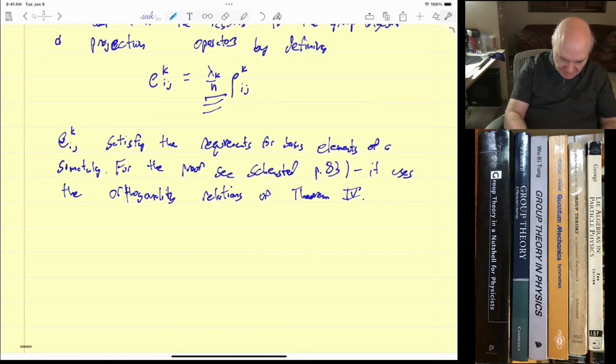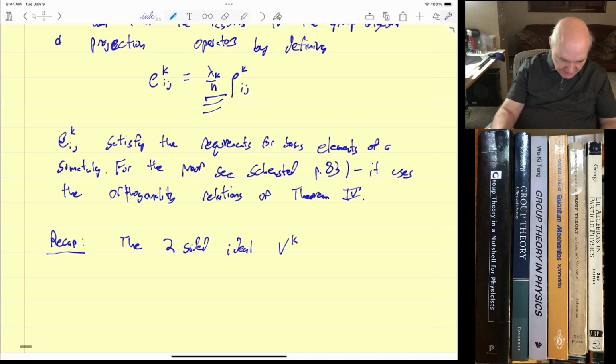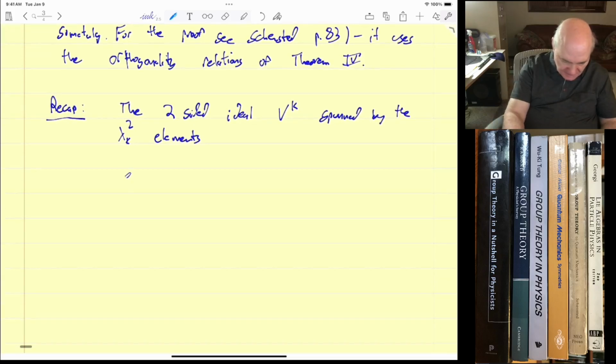So recapping this, the two-sided ideal V_k spanned by the lambda_k squared elements E^k_ij, defined as lambda_k over n rho^k_ij, is a simple matrix algebra.